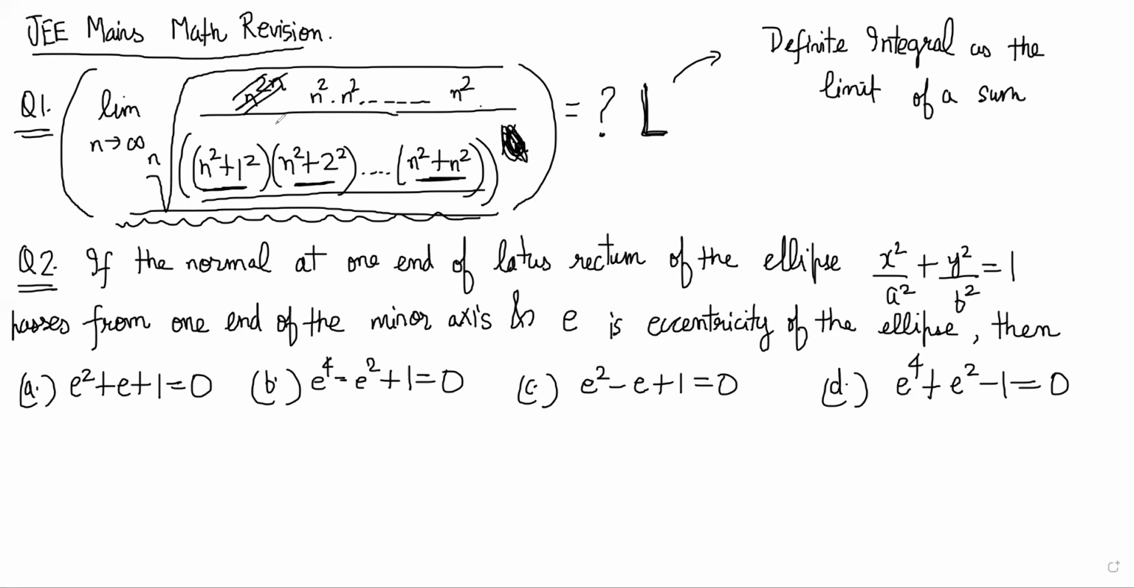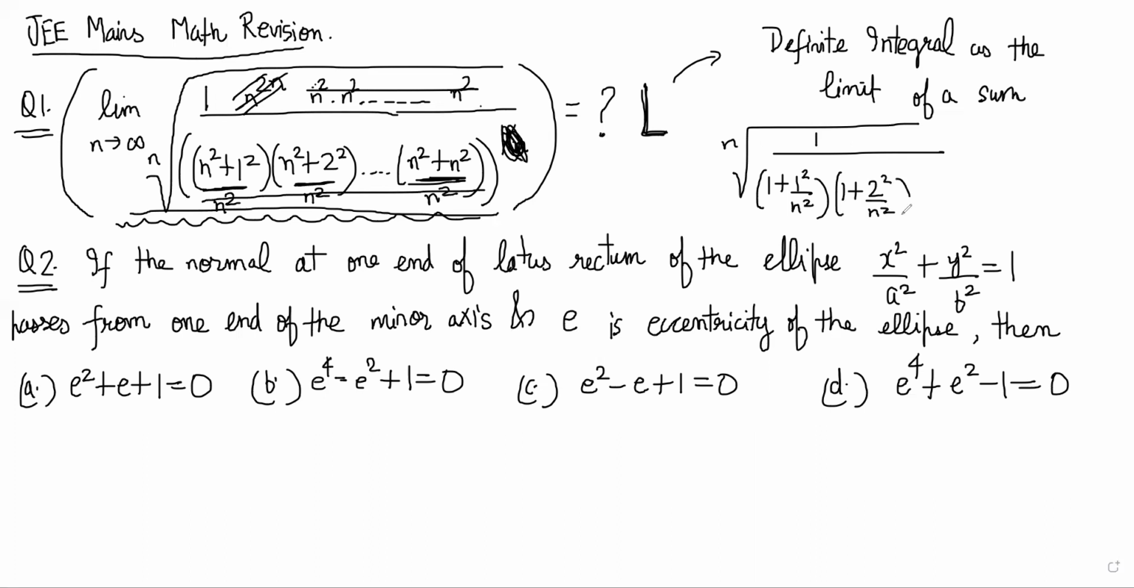So you can bring these n square down every time here: 1 by n square, 1 by n square, 1 by n square. And the top will become 1. So you will have nth root of the product of 1 plus 1 square by n square, 1 plus 2 square by n square, and so on, until 1 plus n square by n square. We have limit n tends to infinity now of this thing. Now it is in a doable situation.